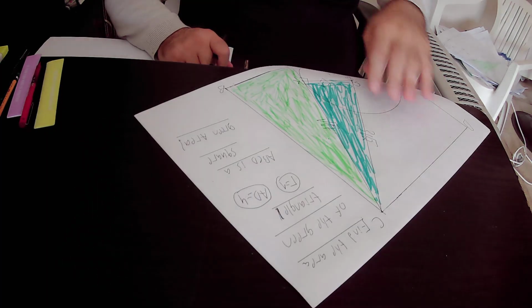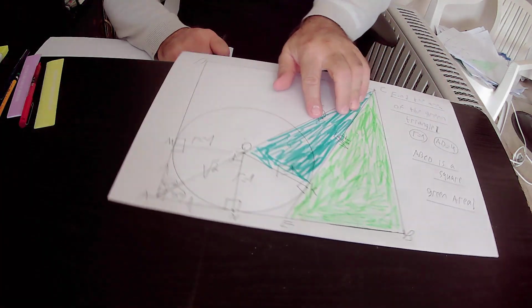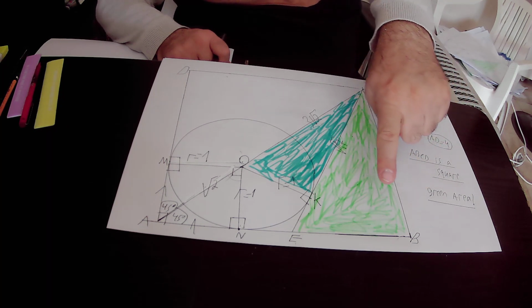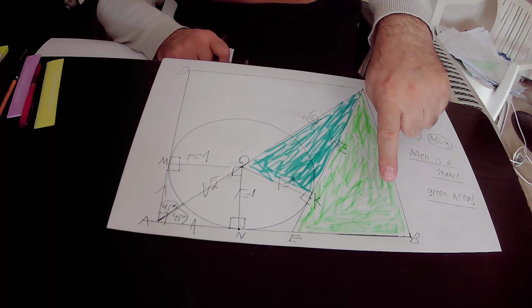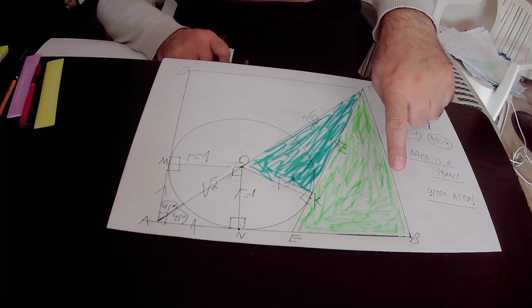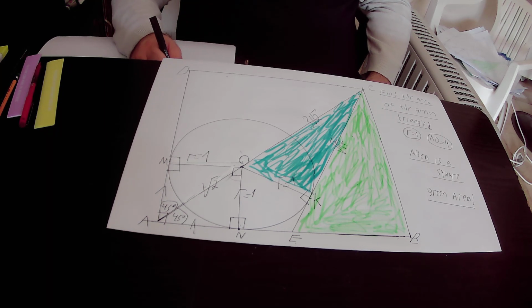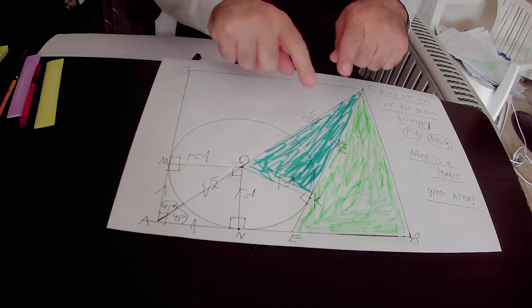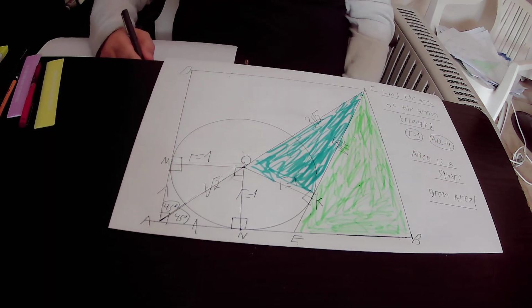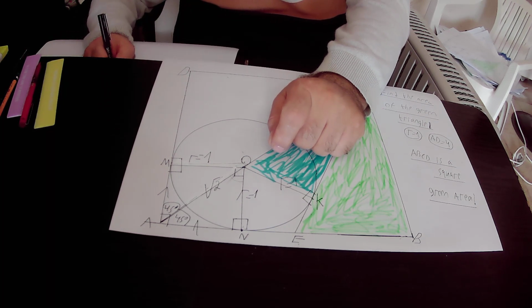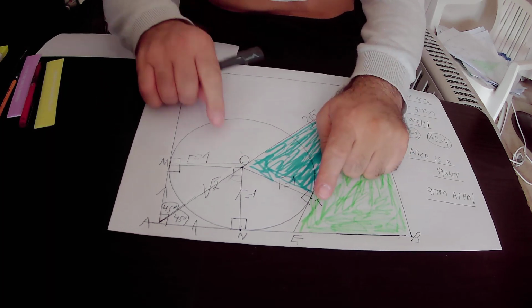In the next step, we will calculate the value of side EB of the green triangle. We will calculate the value of line segment EB or side EB. From the drawing you can see that EB equals AB minus AN minus NE.